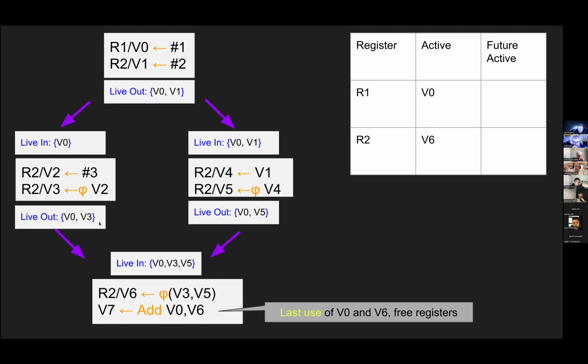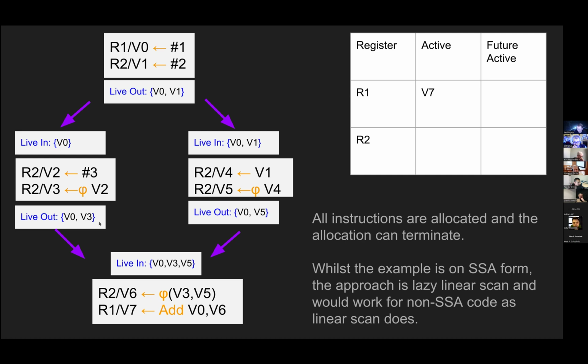So now we're trying to allocate this add at the bottom. We've got the last use of v0 and v6, so we can go and free those up. And now we need to allocate v7, and we've got R1 just sitting there with nothing in it. And at this point, we've allocated every instruction, and so job done.